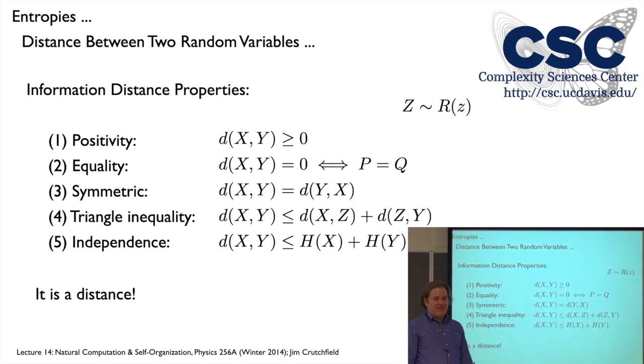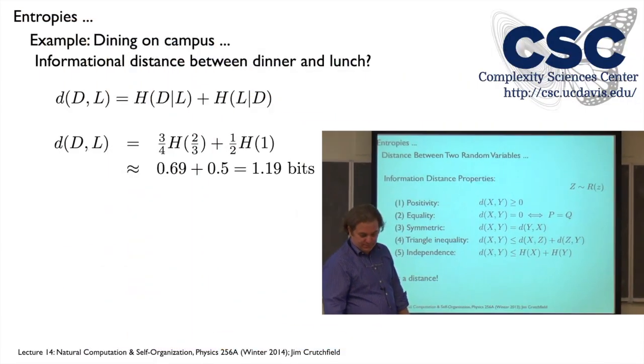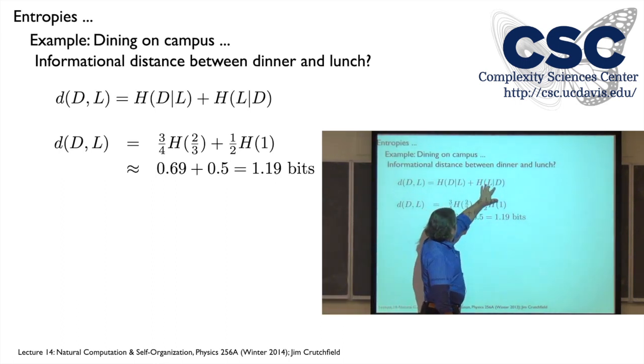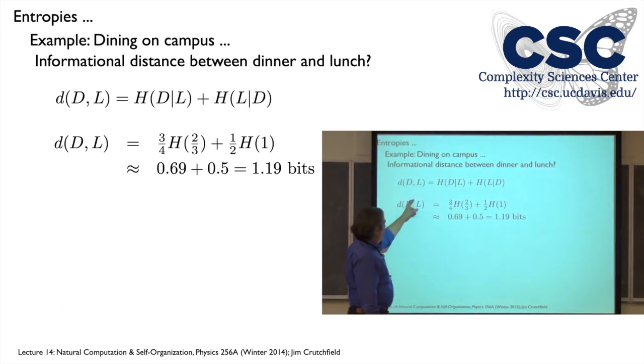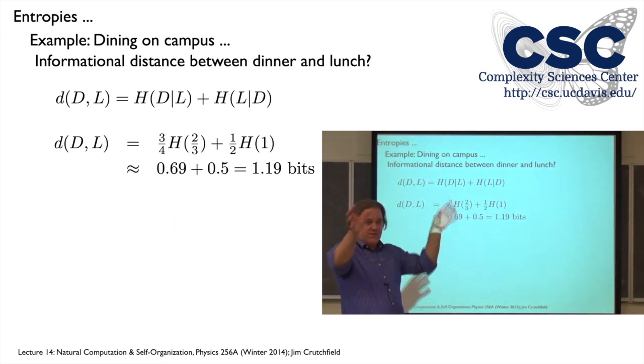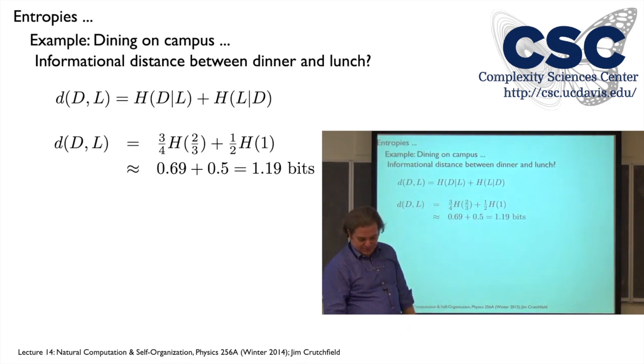Oddly enough, it's not used that often, partly because you have to know this joint distribution, so it's often harder to calculate. But at least more recently, in more advanced forms of statistical learning theory, people are starting to use these metric properties of the space of distributions. And we can calculate it if we like. We already calculated these two conditional uncertainties, and so we can calculate the distance. It's about 1.2 bits. So there's quite a bit of randomness that's not shared between having dinner and having lunch.